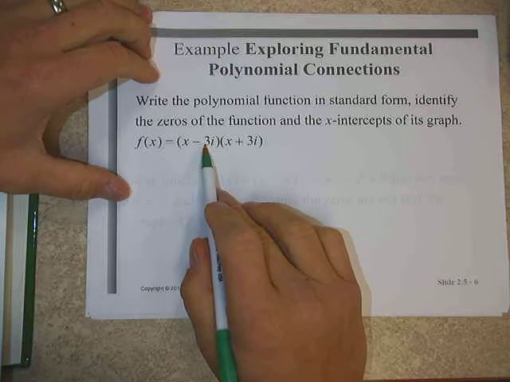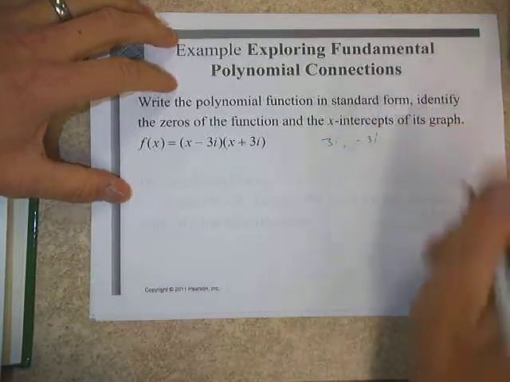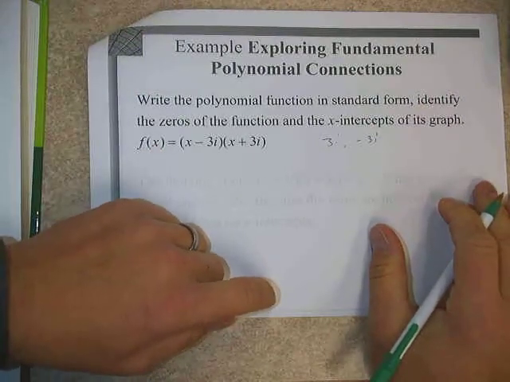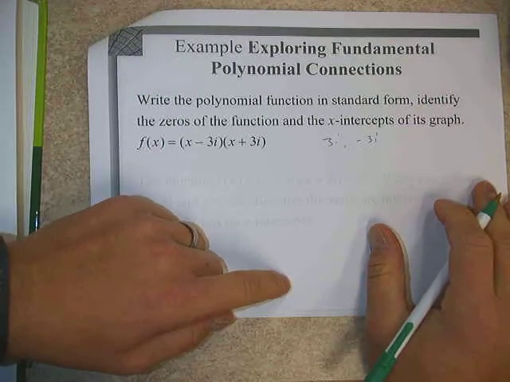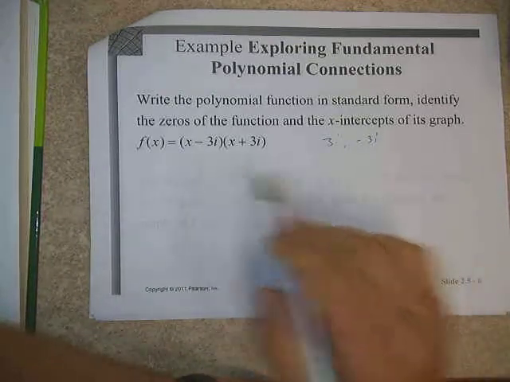Before we do that, though, it says identify the zeros. Well, in this particular case, we can see that the factors are given. So the zeros are just going to be 3i and -3i. Those would be our two zeros, if you will. And then how about the x-intercepts?